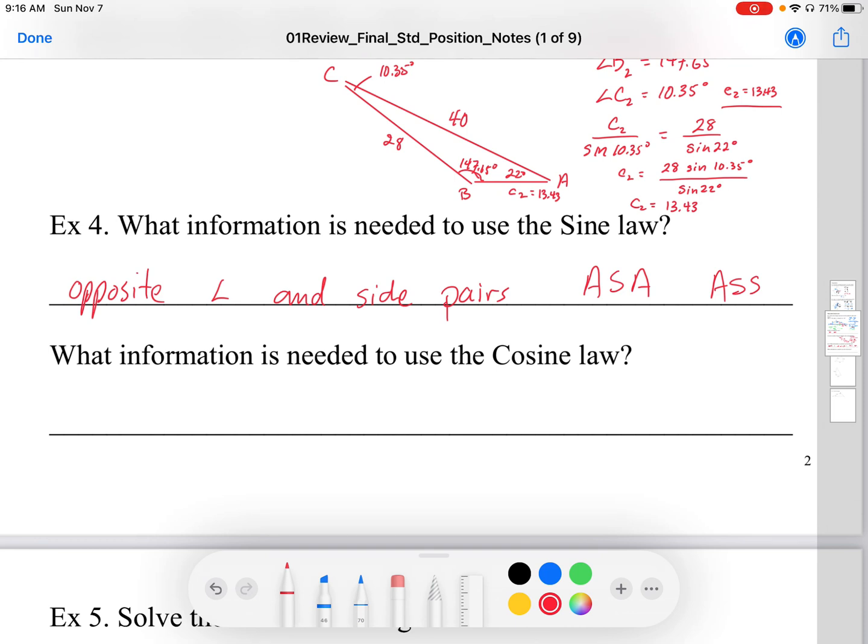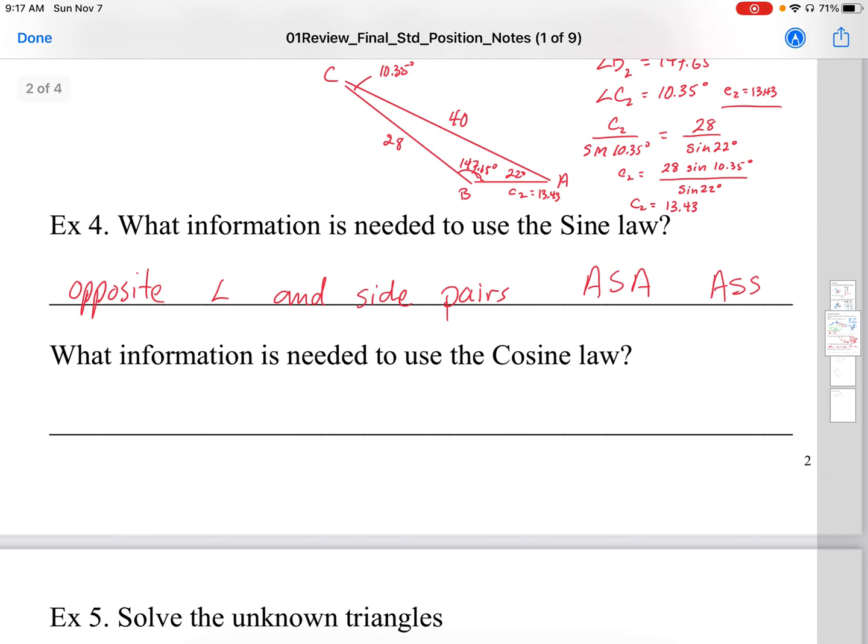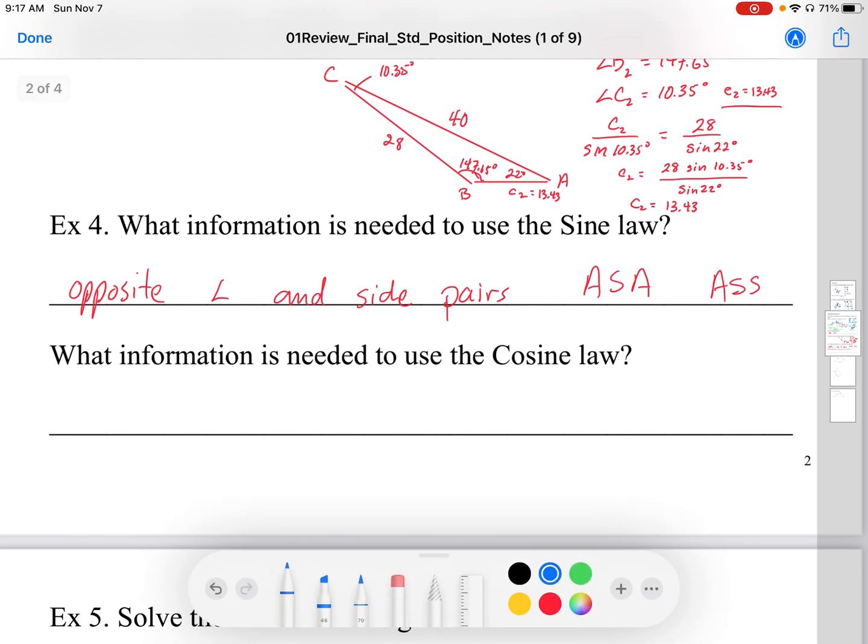Okay, so when we switch to the cosine law though, which is a different law, we need different information. And to use the cosine law, we're going to need a side, side, side situation, or a side, angle, side situation, which we'll show in the next video.